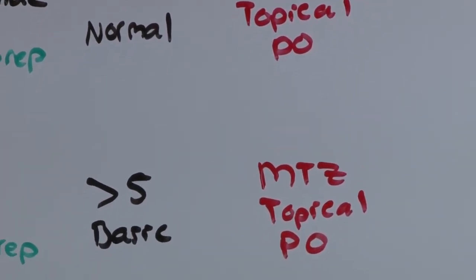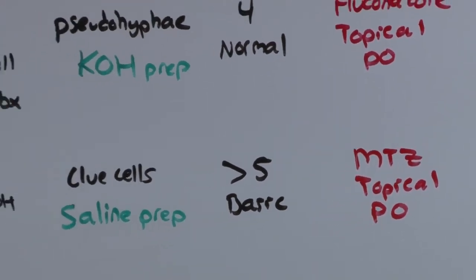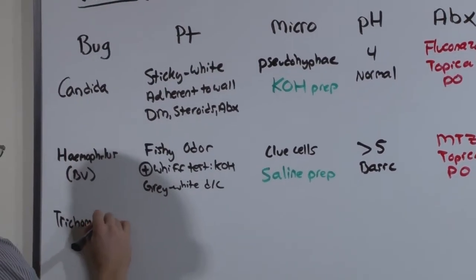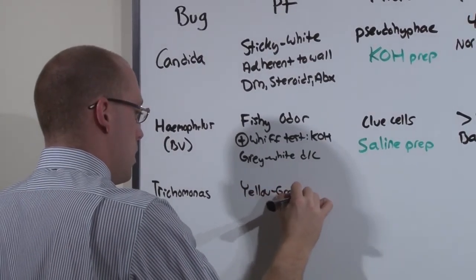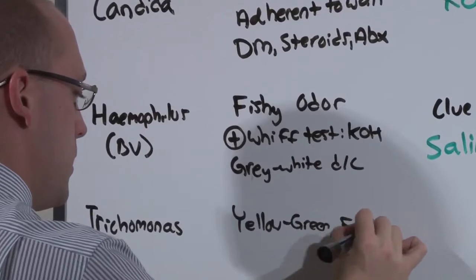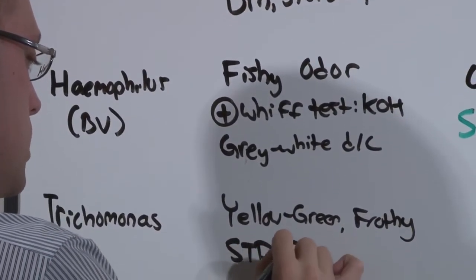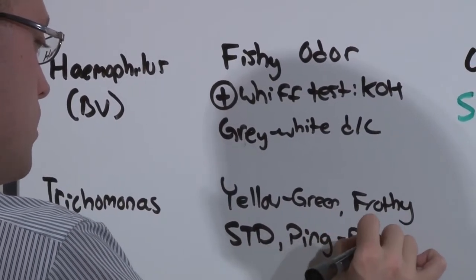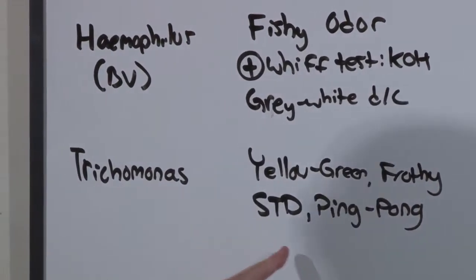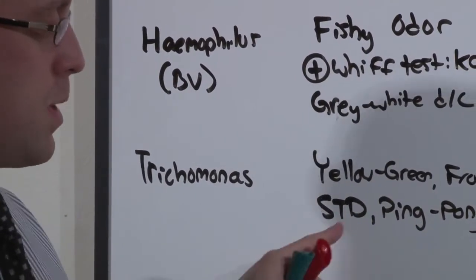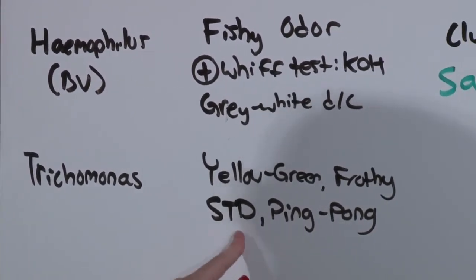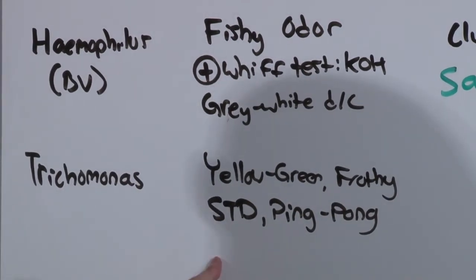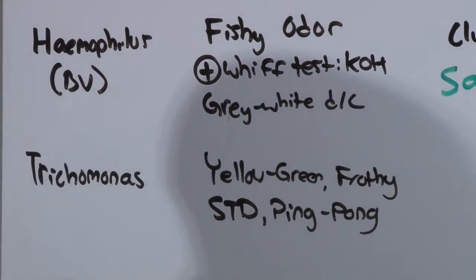The final bug of vulvovaginitis we're going to talk about is Trichomonas. And Trichomonas will be described as a yellow-green and frothy discharge. It is an STD, so you'll likely see the patient ping-ponging. That is, you only see the girl who you treat for the STD. She comes back again with Trichomonas again and again and again because you're only treating her. Her boyfriend has it and keeps giving it back to her. So this is the only one where you'll see the disease ping-ponging back and forth between treated partners.